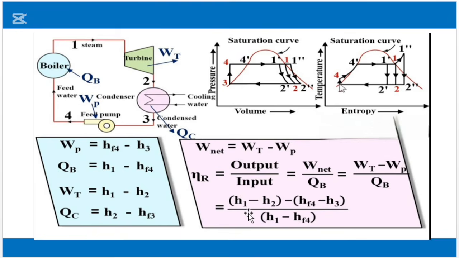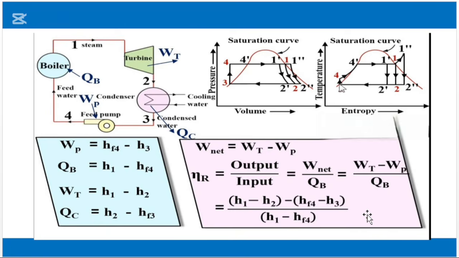So if you expand everything, what are you going to get? Wt is here, right? So Wt is H1 minus H2. You can put it in the bracket. After that, minus Wp. Wp is here. So Wp is HF4 minus HF3. You can put it inside the bracket. Divide by QB. QB is here. So it is H1 minus HF4. In many textbooks, work done provided by the feed pump is negligible as compared to the work done generated by the turbine. So they take it as negligible. Some don't even consider it, but it is good if you want to maintain the accuracy. You want to consider this one.